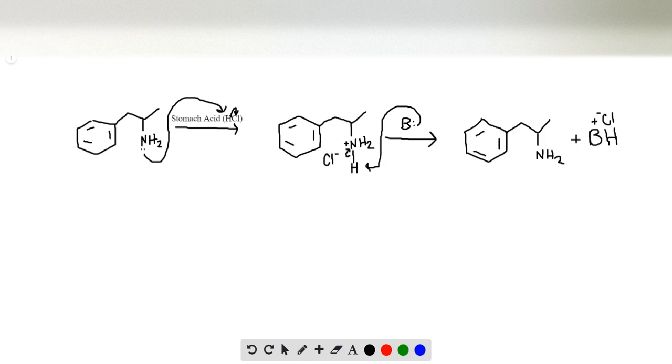So this is probably going to be able to pass through a little bit easier. So that's why it could occur after the intestines.